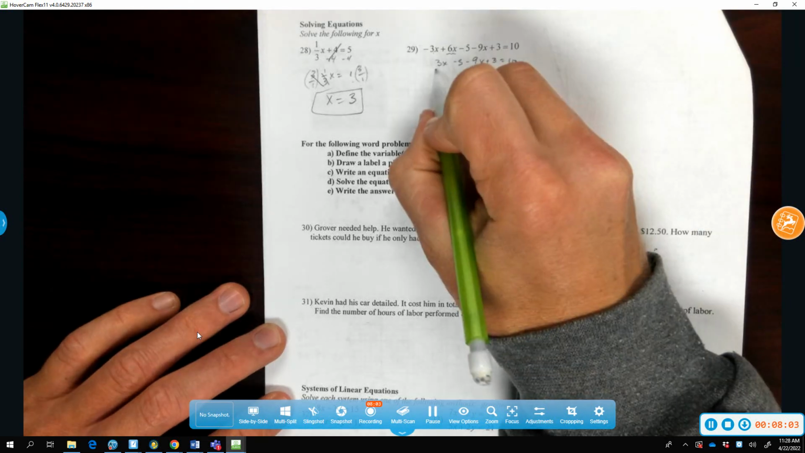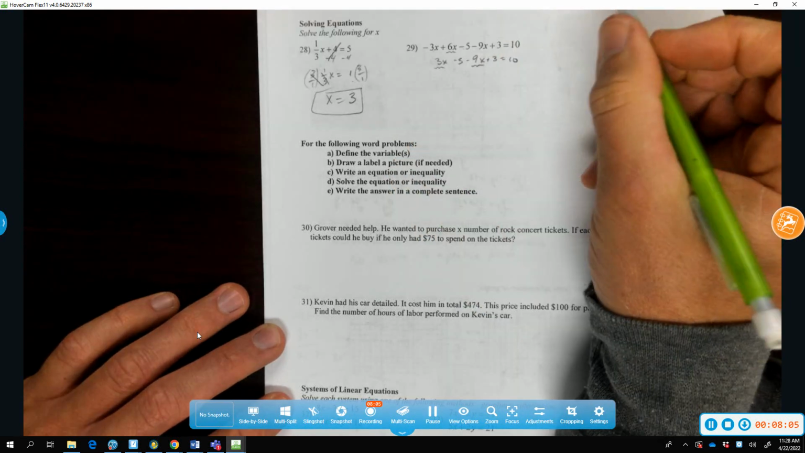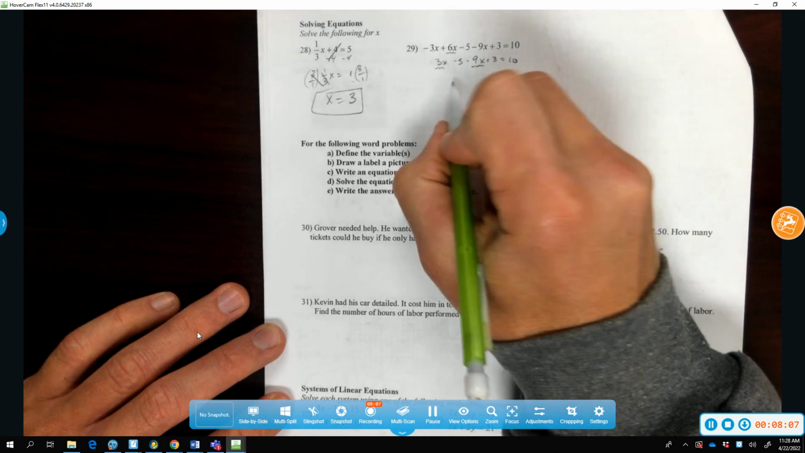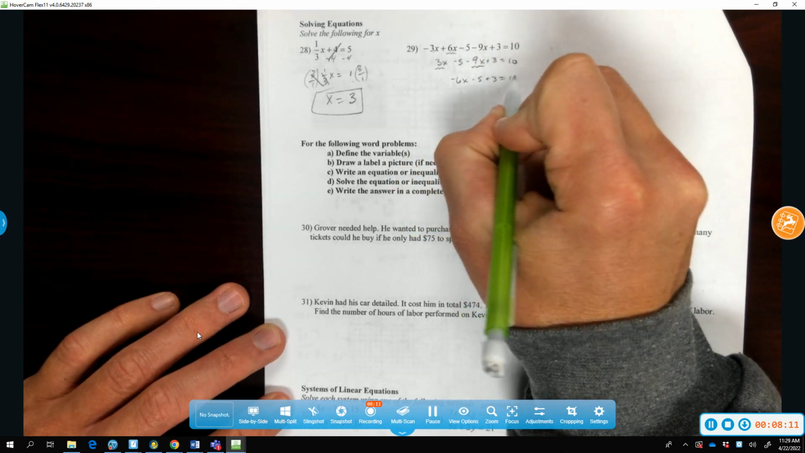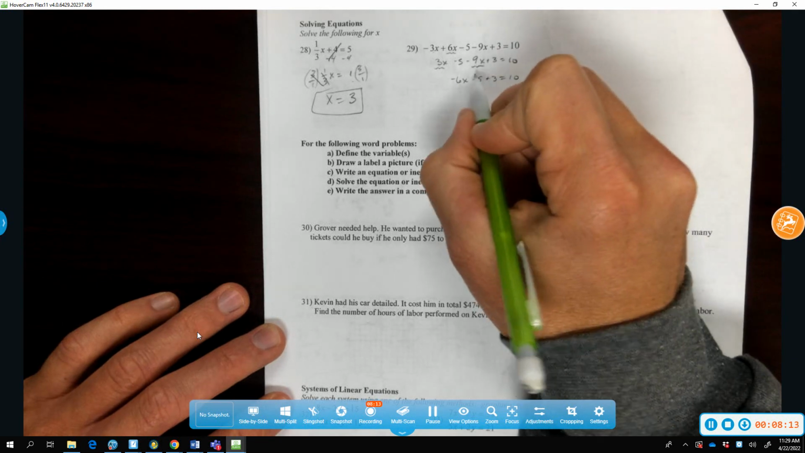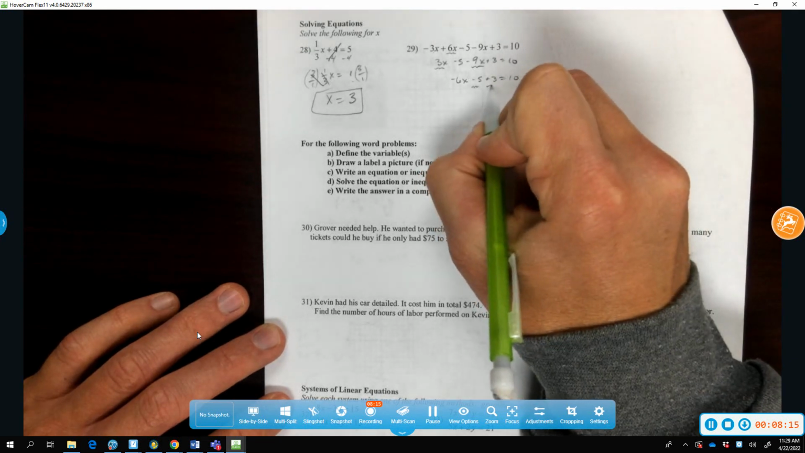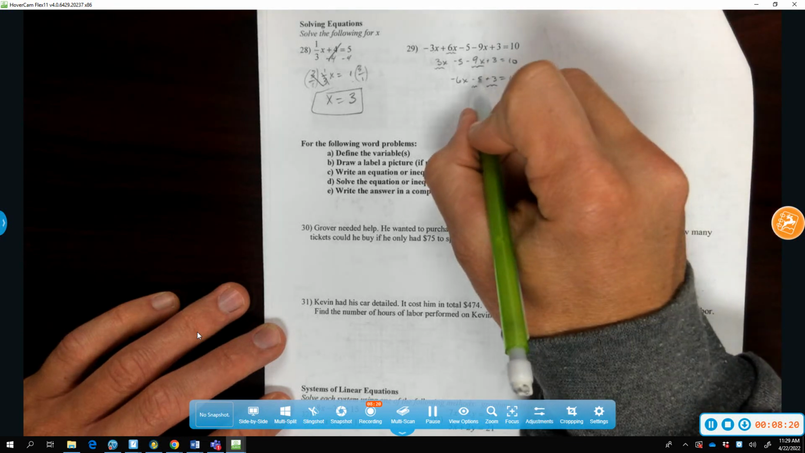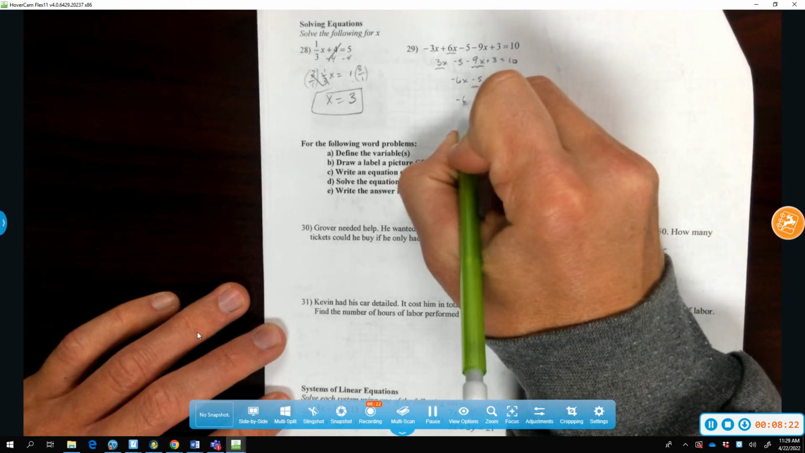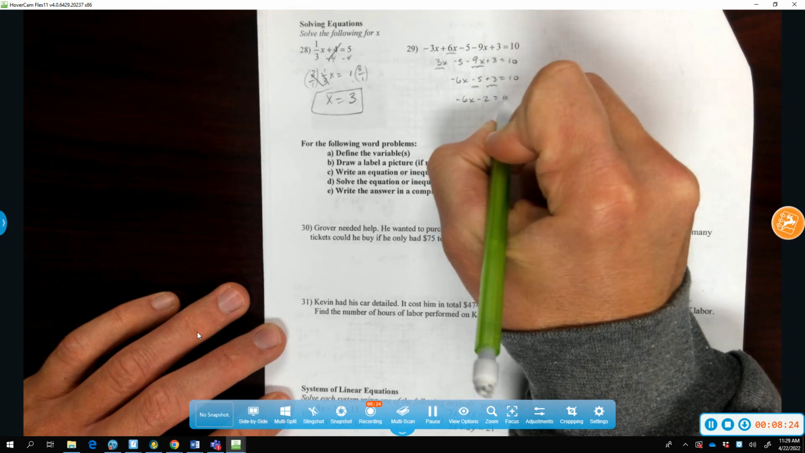Now again, we have more like terms, 3x and negative 9x. So 3 minus 9 is going to give me a negative 6x. Minus 5 plus 3 equals 10. Now we can combine these numbers. Those are x to the nothing power, right? They're just constants, so we can combine those together. Negative 5 plus 3 is going to give me a negative 2. So negative 6x minus 2 equals 10.